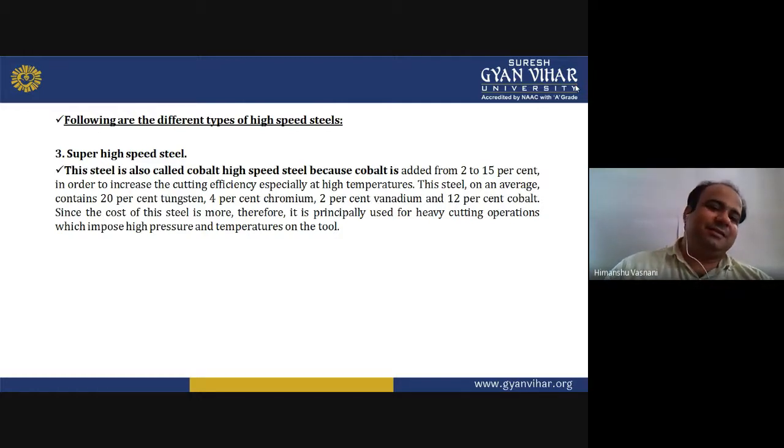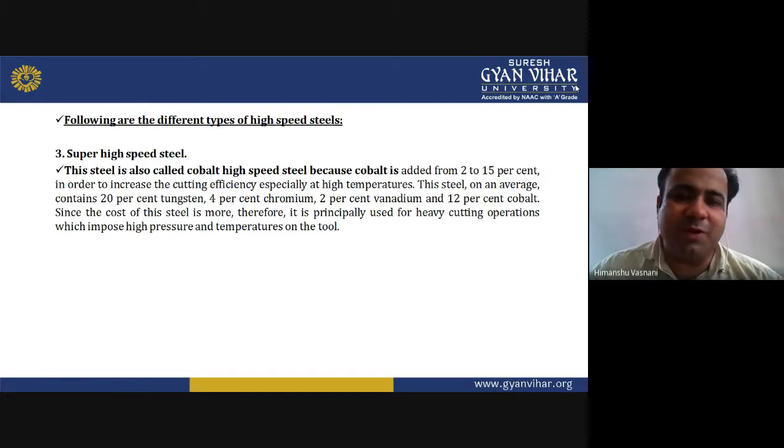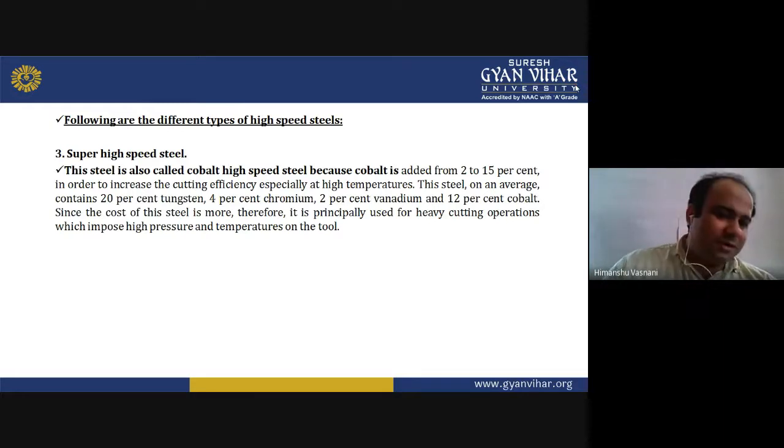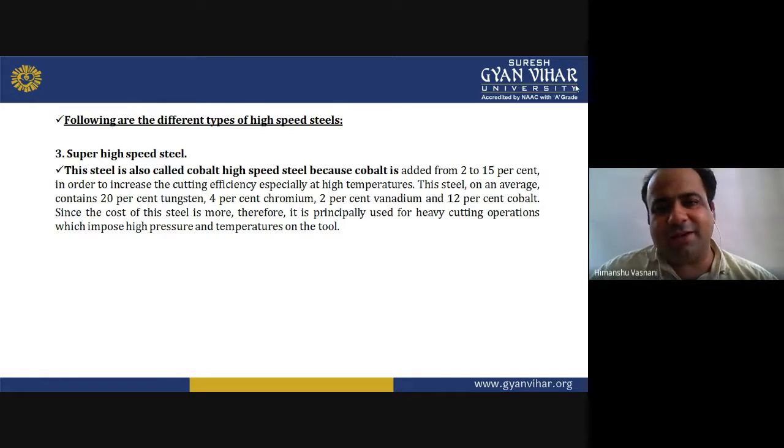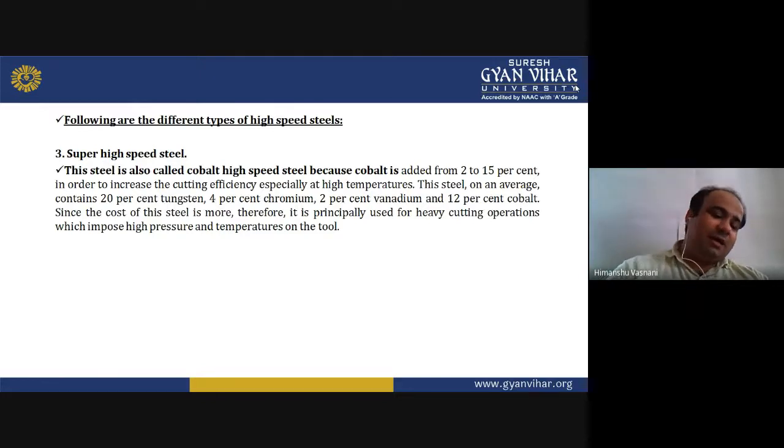You can see that a broad combination of various elements is there, like tungsten, chromium, vanadium, cobalt: 20% of tungsten, 4% of chromium, 2% of vanadium, 12% of cobalt. So this material has cutting efficiency at high temperatures, but due to the combination of such elements in high percentages, the cost of this super high speed steel will be more. So it is usually used for heavy cutting operations in which you have high pressure and temperatures. It has high end applications.